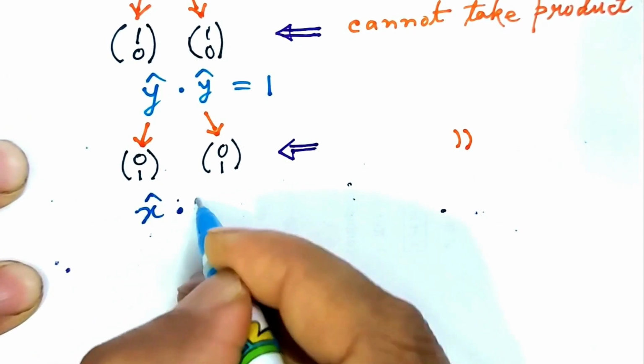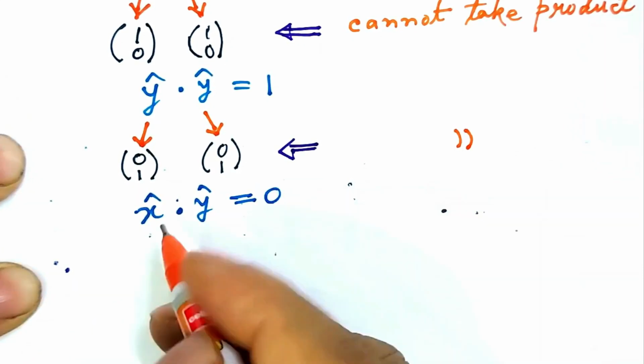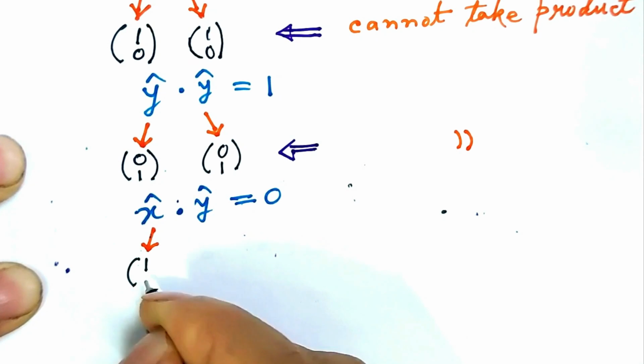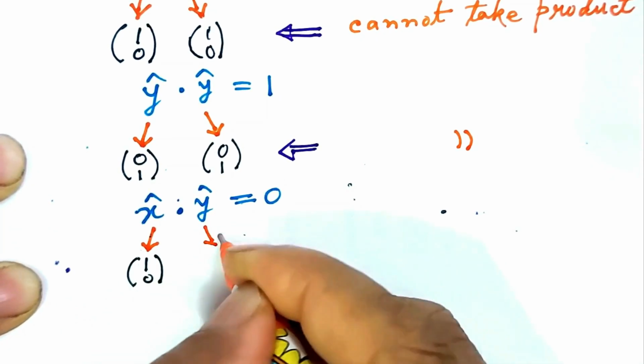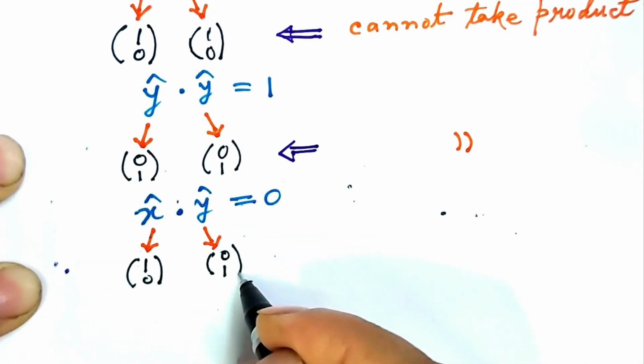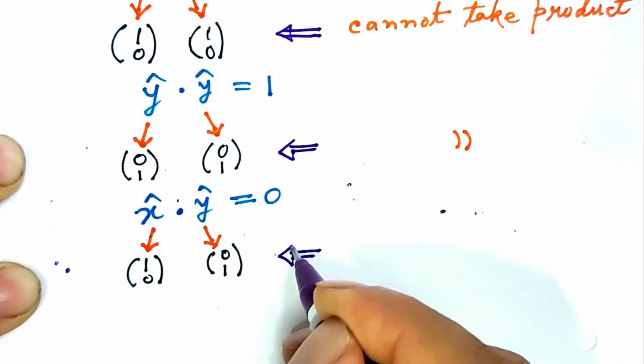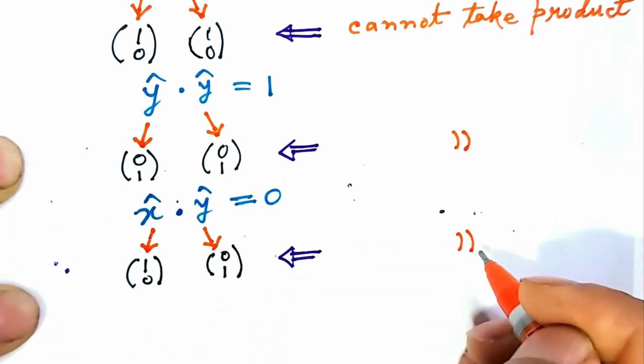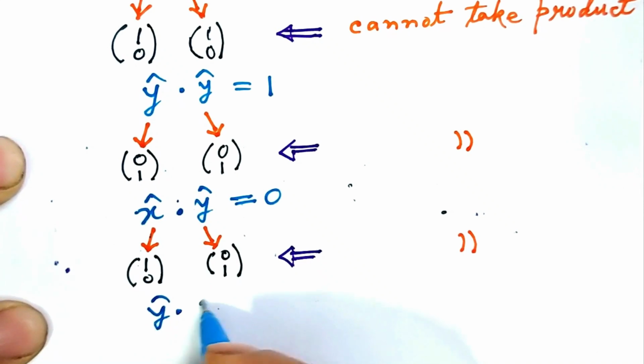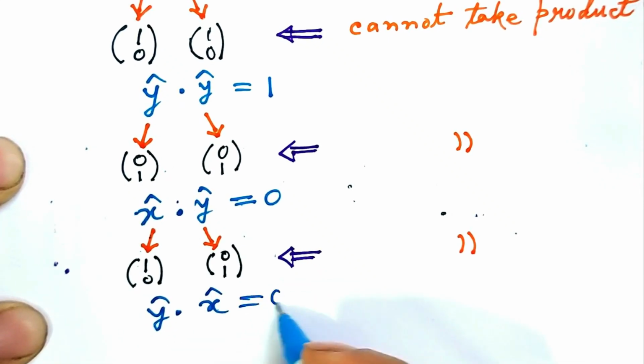Consider x hat dot y hat equal to 0. X hat is a column matrix 1, 0, y hat is another column matrix 0, 1, so we have two column matrices and we cannot take their product. Consider y hat dot x hat equal to 0. Y hat is a column matrix 0, 1, x hat is another column matrix 1, 0, so we have two column matrices and we cannot take their product.